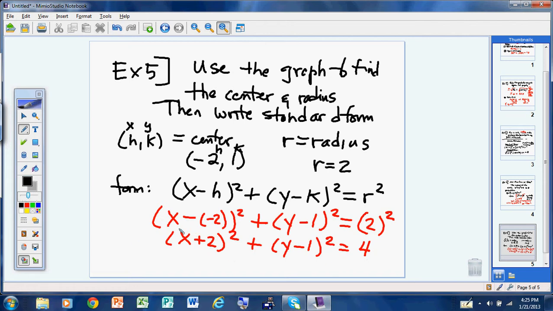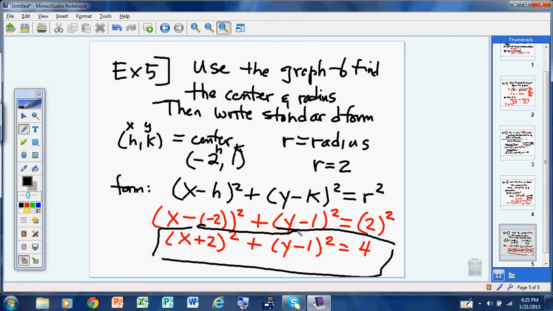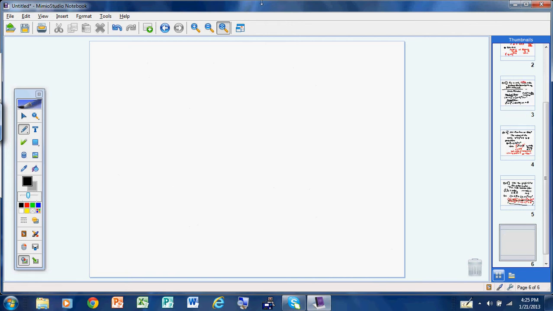We used information from the graph to get our equation in standard form. And notice that you were only putting in the left-hand side information. The 4 is already in the box. It's already been written there. Okay, let's look at number 6. Example number 6.